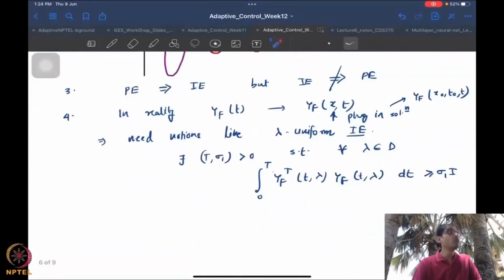The right way to go would be to define these notions of lambda uniform initial excitation, which would be something like this, very identical to when we define lambda uniform persistence of excitation and the integral lemma. So if you have lambda uniform IE, it means that for a particular set of initial time conditions, you have this kind of condition satisfied, and then you will have your nice parameter convergence along with tracking results. This is a very important point.